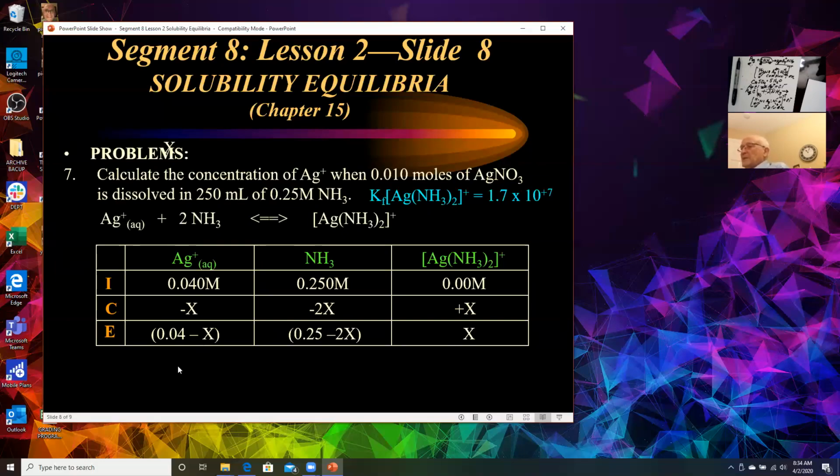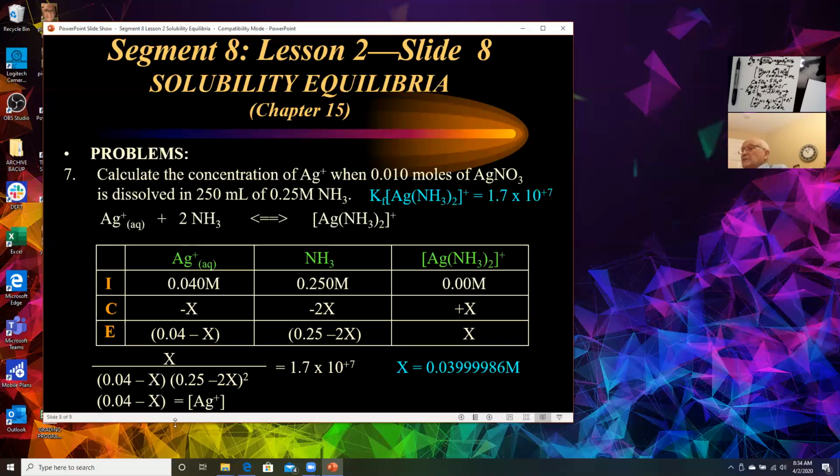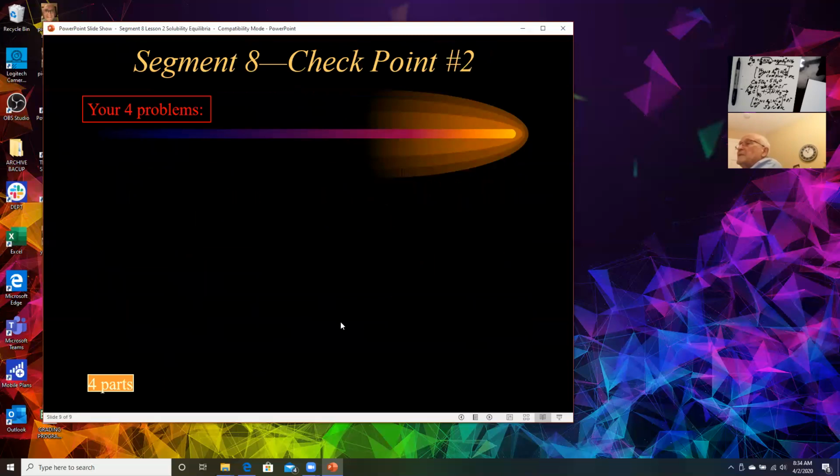And now set up the equilibrium constant expression. X divided by this is equal to my constant. If this turns out to be a cubic equation, you can solve it. I won't ever ask you to, but you can solve it, and you get X is essentially 0.04 molar. So the concentration of silver ion is 0.04, what we started out with, minus 0.0399. Its concentration is very small, 1.37 times 10 to the negative 7th molar. And that's what we sort of expected to happen.